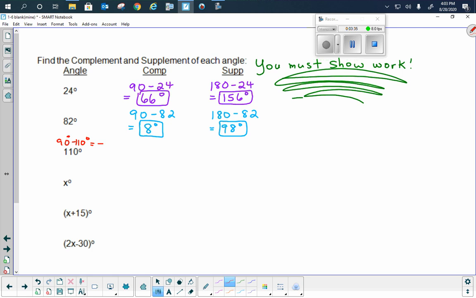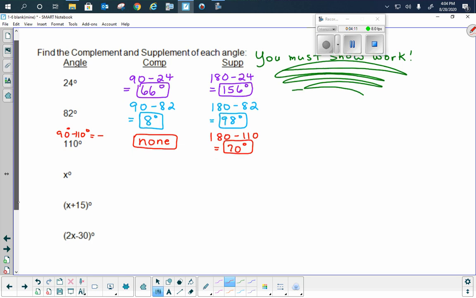So if you know you're going to get a negative because it's bigger than 90, or for supplementary it's bigger than 180, then your answer is none. Please don't tell me no solution or does not exist. Those mean different things in mathematics. So just tell me that there is none. There is no complement. If I want to go with its supplement, then it's going to be 180 minus 110, which will be 70 degrees. Make sure that looks like 70 degrees there.